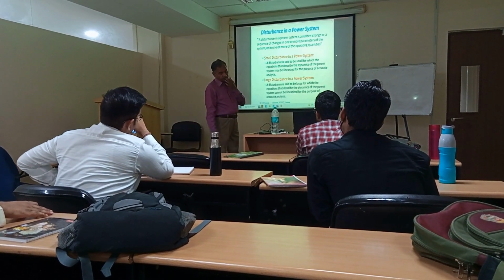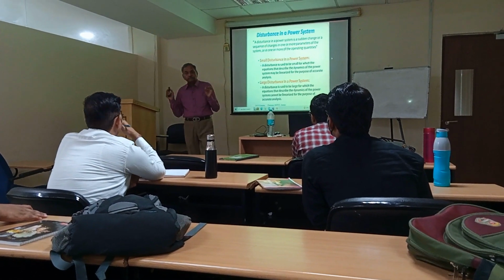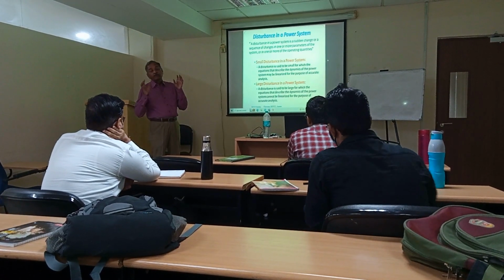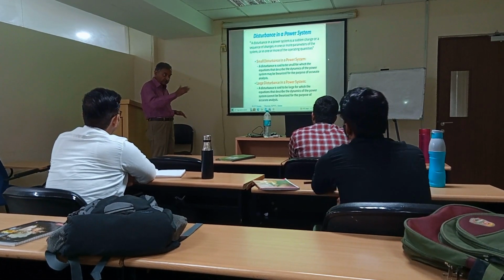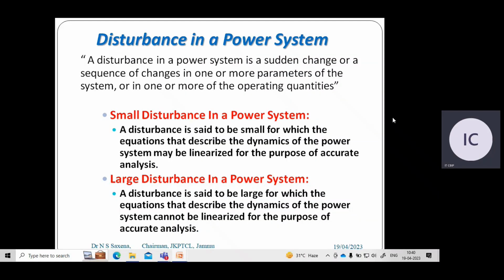Now coming to the disturbance. Basically, we are looking into the disturbance. The example I gave: a person carrying a load of 50 kilograms on his head, walking at a steady speed. If he trips because of some obstacle in the road, or somebody honks at him, then he gets disturbed. So anything can happen.